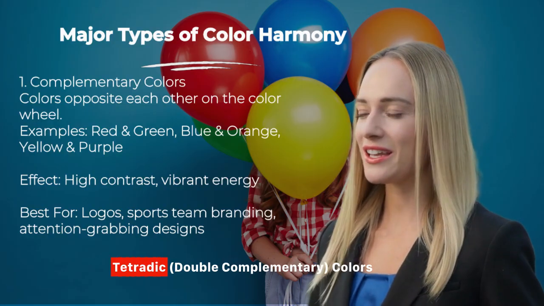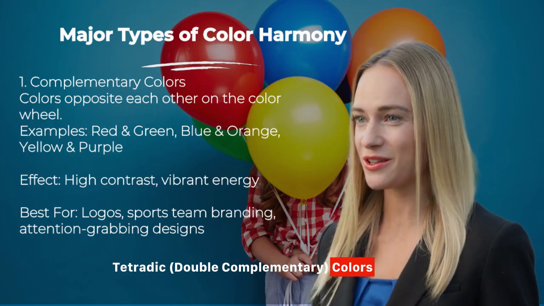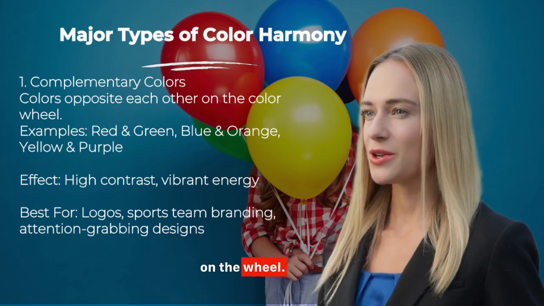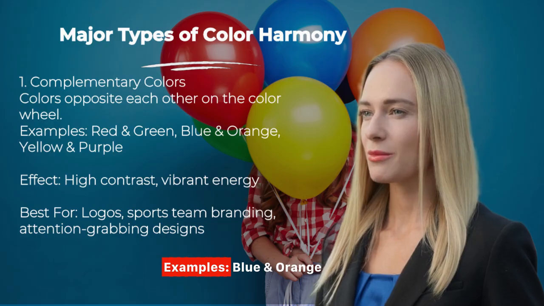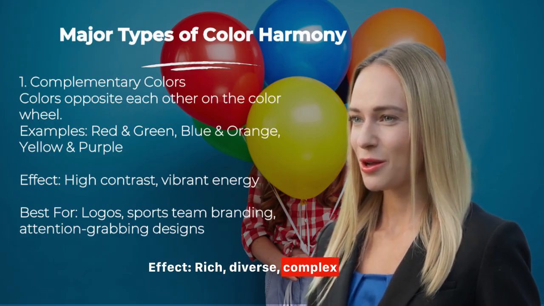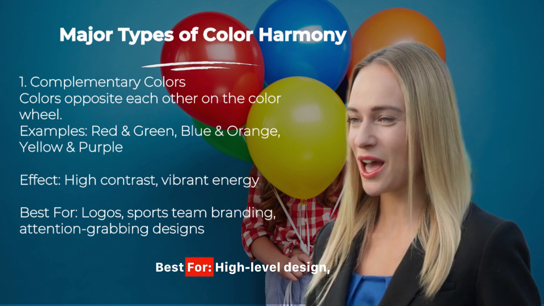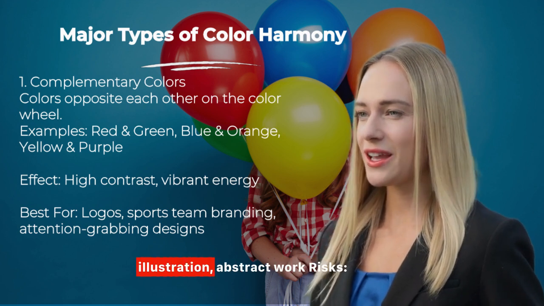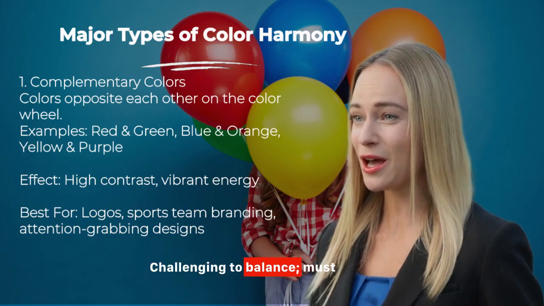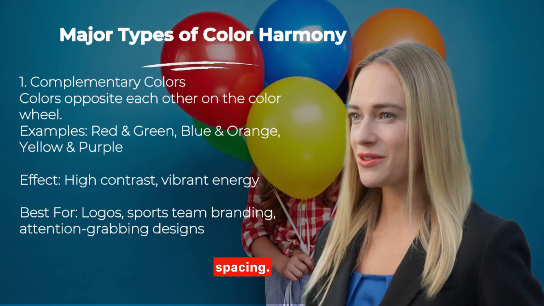4. Tetradic, double complementary colors. Two sets of complementary colors forming a rectangle on the wheel. Examples: blue and orange plus yellow and purple. Effect: rich, diverse, complex. Best for high-level design, illustration, abstract work. Risks: challenging to balance, must manage color hierarchy and spacing.